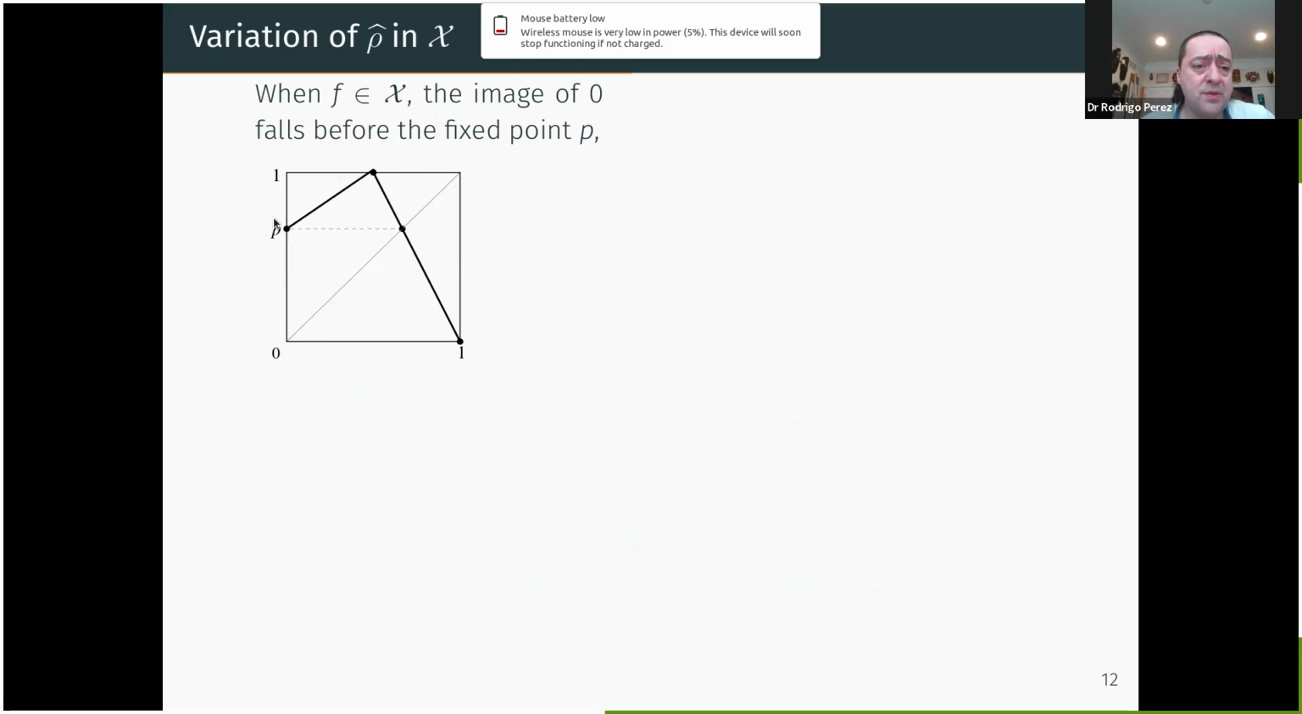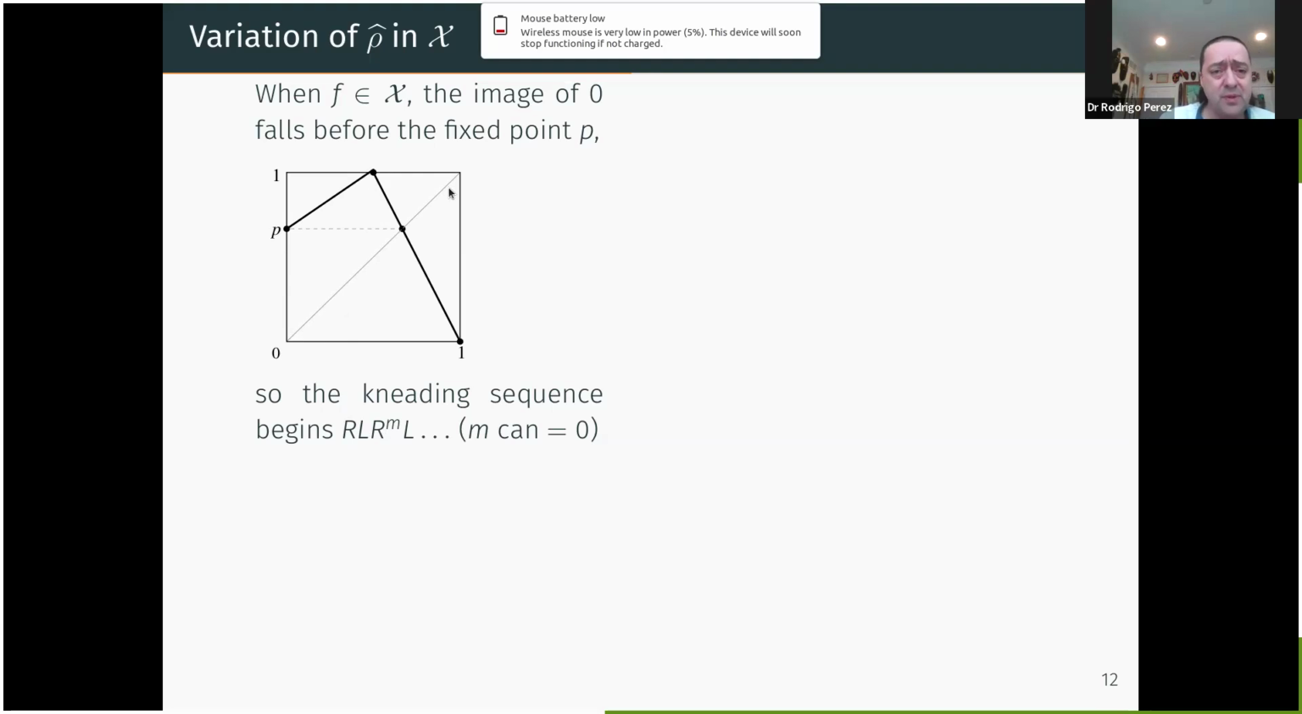If my function is mixing, the image of 0 falls below the fixed point P, and then the kneading sequence will have this form. Again, this is confusing. I had to explain this in other talks. Here's the idea. 0 maps to a point below P, and then hits at least one, sorry. The turning point maps to 0, so that's the R and the L, and then there's a number of right returns before we fall down to the L, and the only point is that this M can be equal to 0.